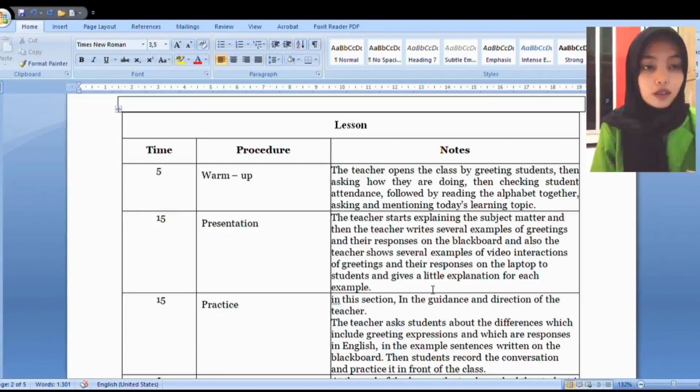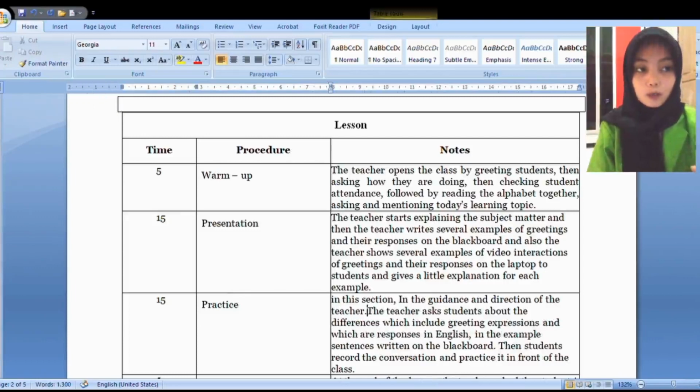Next, 5:10, practice under the guidance and direction of the teacher. The teacher asks students about the difference, which include greeting expression, and which are response in English in the example sentences written on the blackboard. Then students record the conversation and practice at the front of the class.